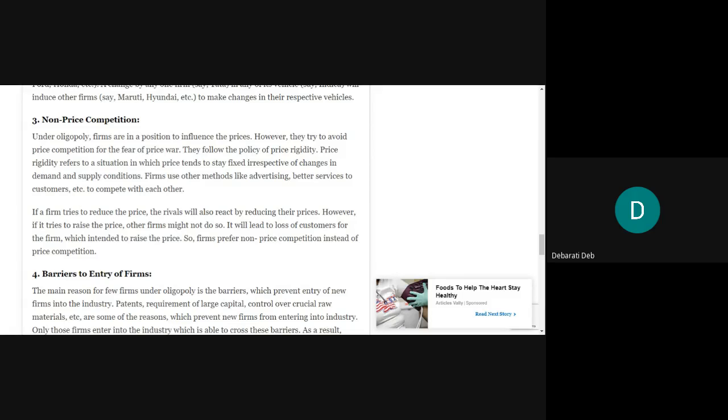Price rigidity refers to a situation in which price tends to stay fixed irrespective of changes in demand and supply conditions. Okay. So in this market, you will see that price will remain fixed at a certain point for the type of products, and it is not going to be affected due to changes in demand and the supply conditions. Firms use other methods like advertising and better services to customers in order to compete with each other.